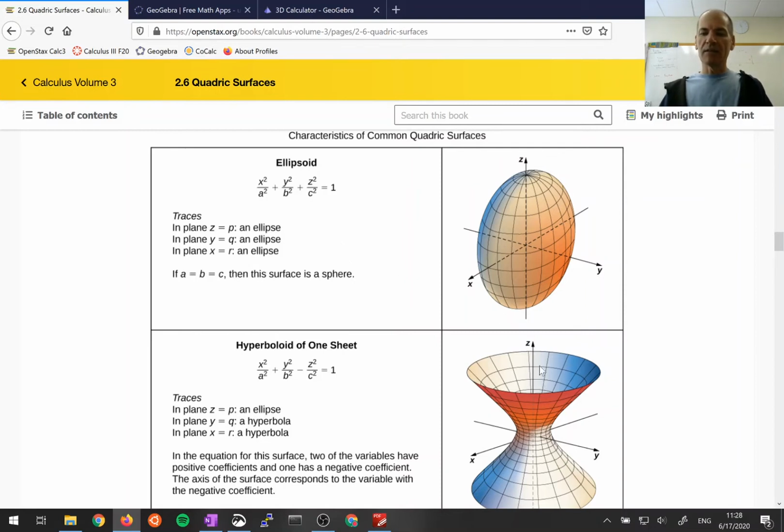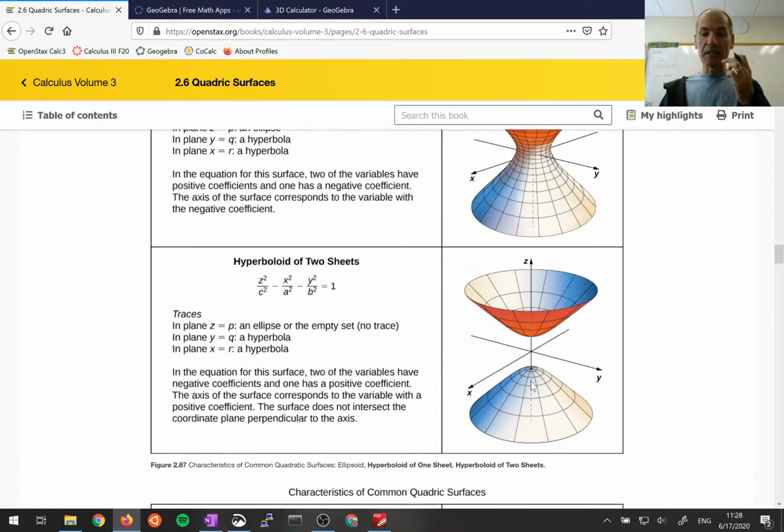We don't always have the hyperboloid of one sheet opening along the z-axis, but when the negative term is the z-axis, that's what we see. Similarly here, these lobes don't always open along the z-axis, but when this positive term is z squared, then we see that.